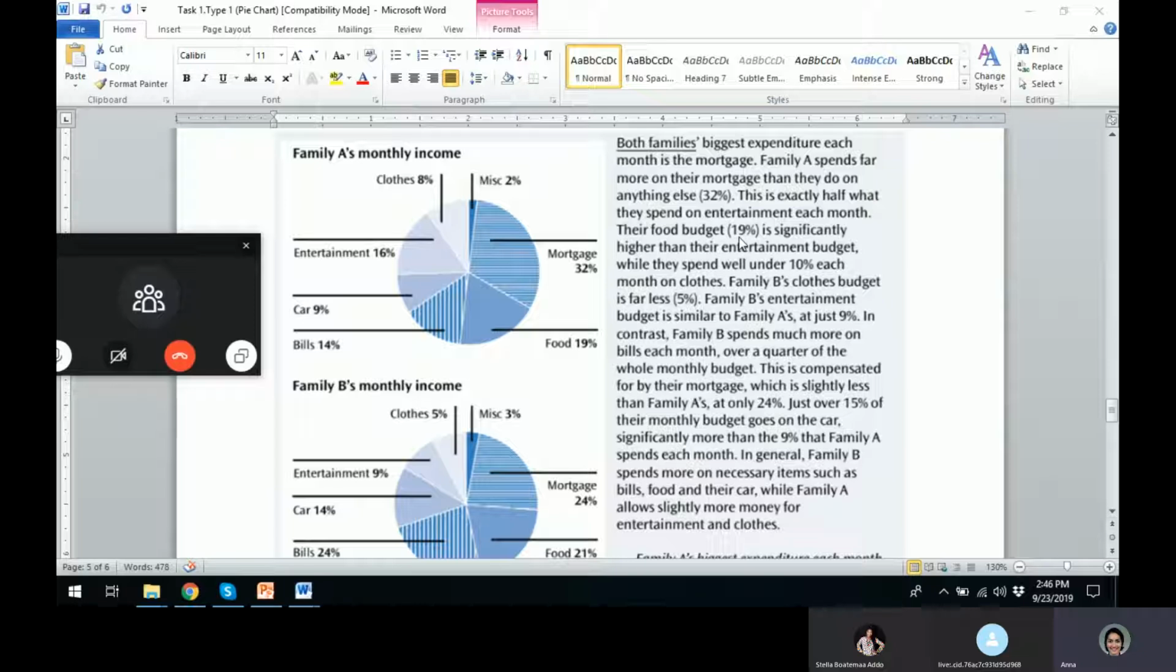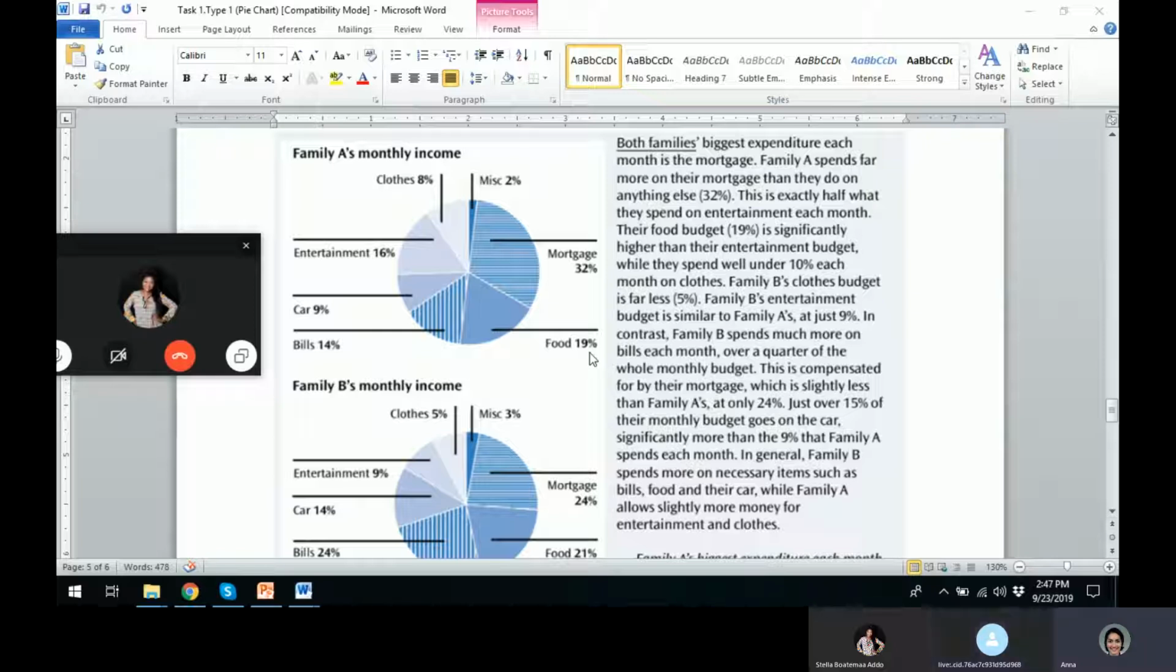Food budget, 19% here, is significantly higher than entertainment. So we're comparing 19 and 16. Is that significantly higher? That's 3%. Is that significantly higher? I don't think so. Okay, me too. I don't think so.